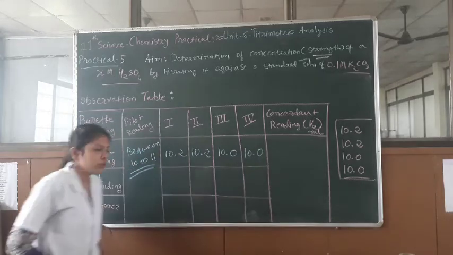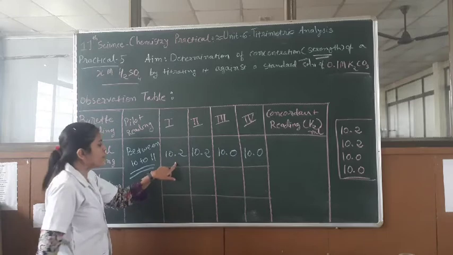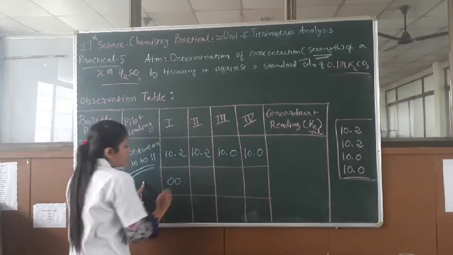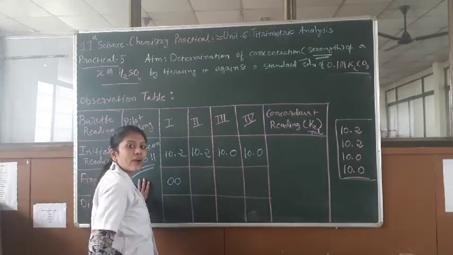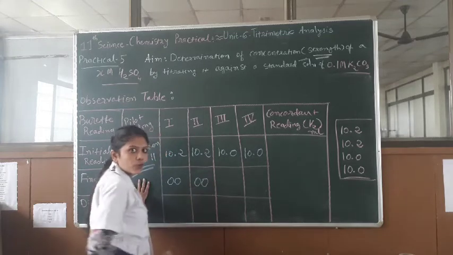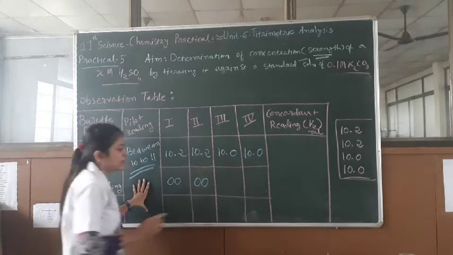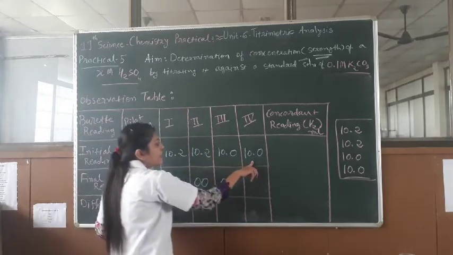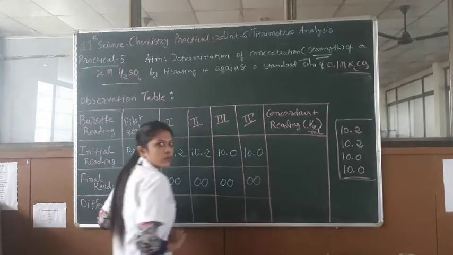What is the new way to write the observation table? For our first reading we started from 0 because we set 0. For the second reading we again started from 0, so we can write 0 again. For the third reading we have set 0 again, so we write 0 here. For the fourth reading we have again set 0, so we can write 0.